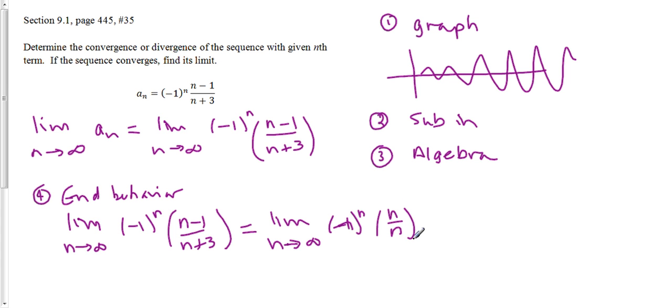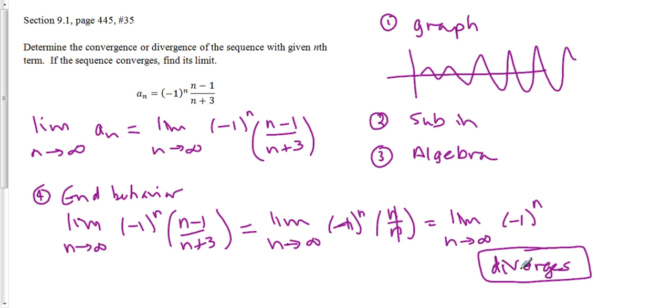So we're going to have the limit as n goes to infinity of (-1)^n times n/n. And now we can go back and do a little simplification, because that n/n is going to cancel, and we're going to end up with the limit as n goes to infinity of (-1)^n, and that is going to diverge. That is going to alternate back and forth between 1 and -1, and it's never going to approach a single value. So this is a sequence that diverges, as we suspected when we looked at the graph.